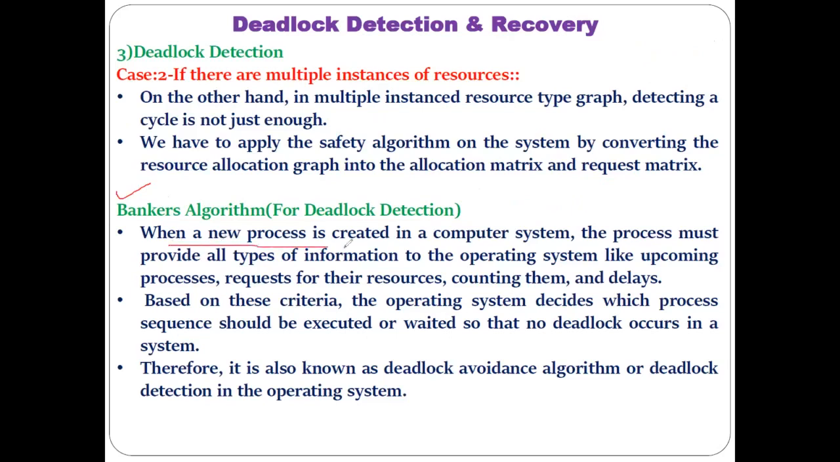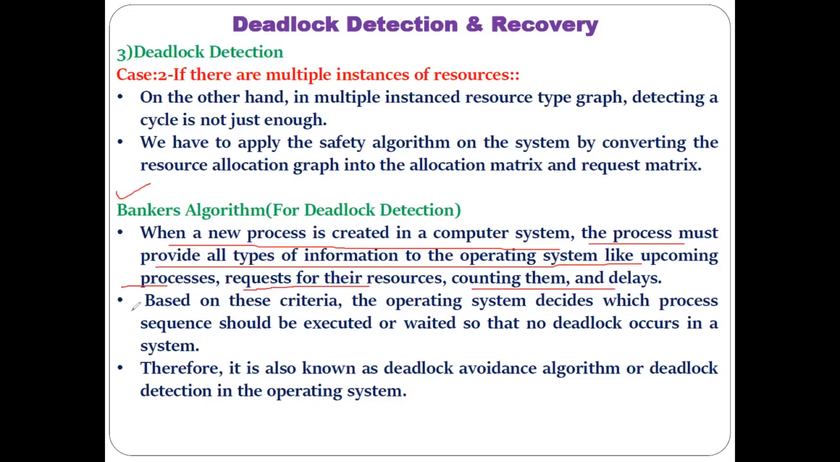When a new process is created in the computer system, the process must provide all types of information to the operating system. All types of information, like the upcoming process requests and how many resources will be required for that process. All this information must be provided by that process to the operating system.